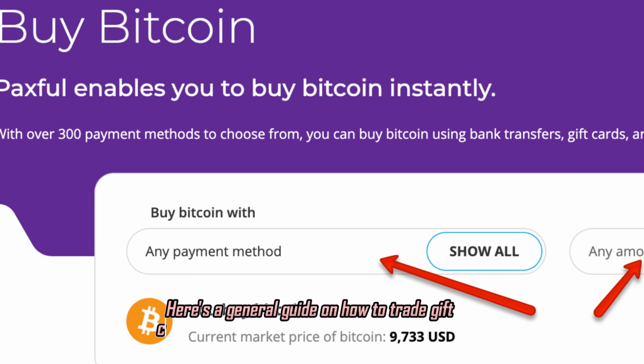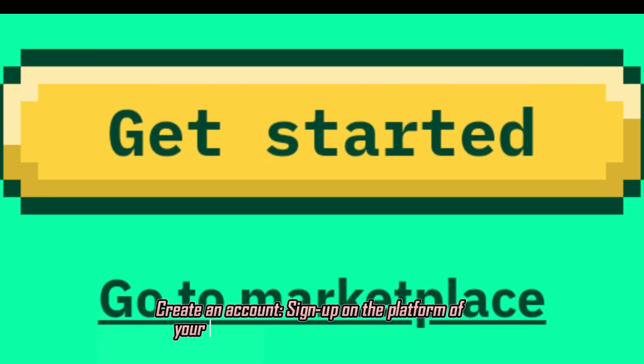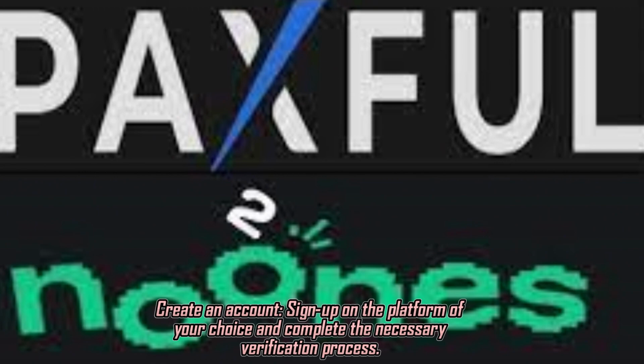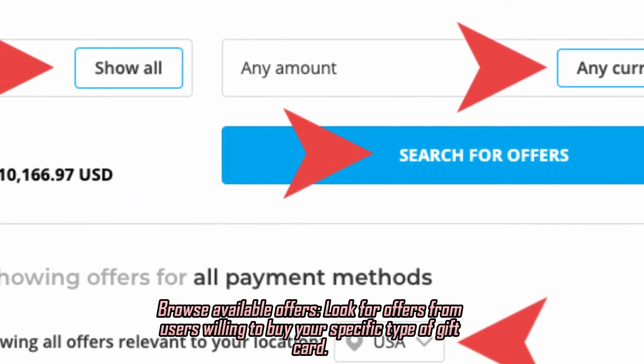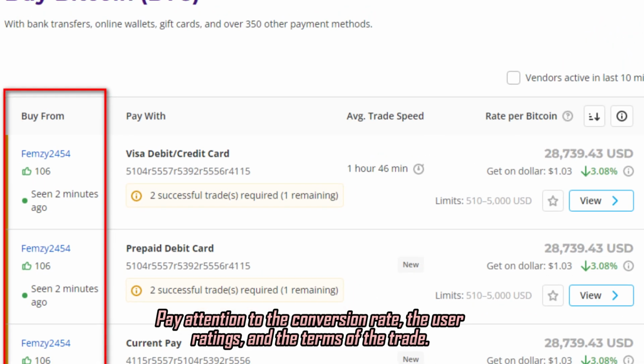Here's a general guide on how to trade gift cards for Bitcoin on platforms like Paxful and Noones. Create an account. Sign up on the platform of your choice and complete the necessary verification process. Browse available offers. Look for offers from users willing to buy your specific type of gift card. Pay attention to the conversion rate, the user ratings, and the terms of the trade.